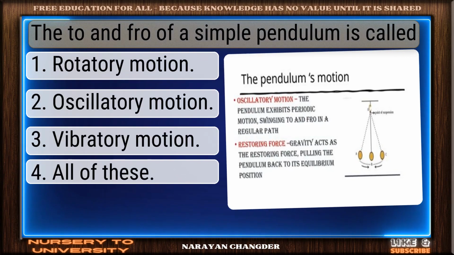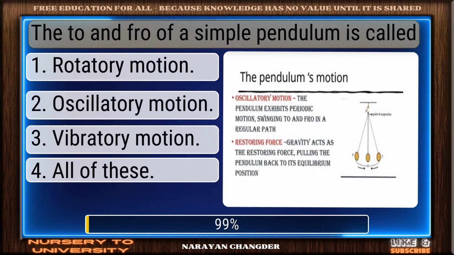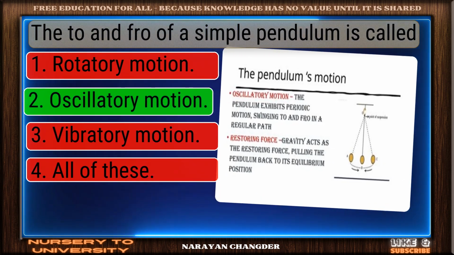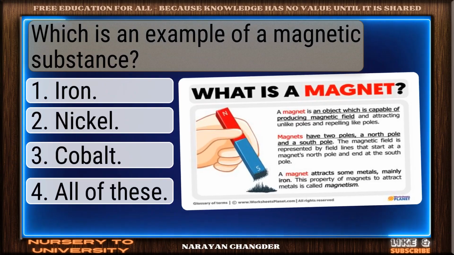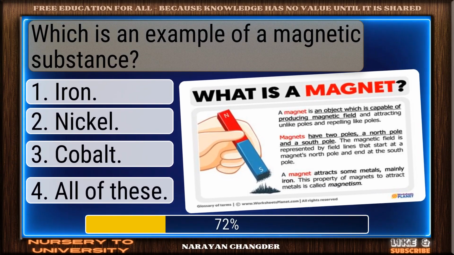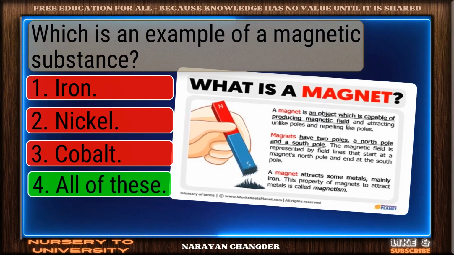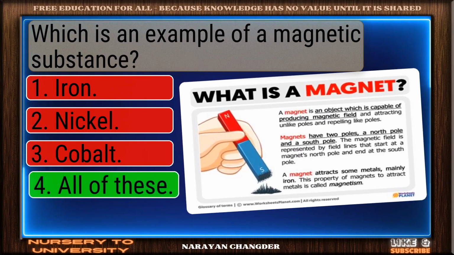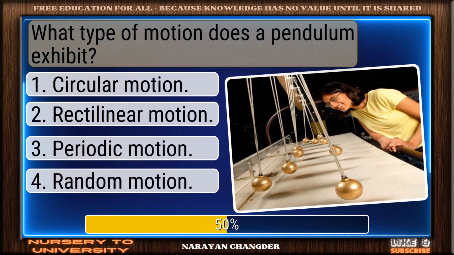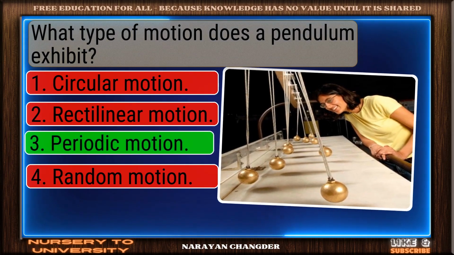The to and fro of a simple pendulum is called. Great thinking. Oscillatory motion is the right choice. Which is an example of a magnetic substance? Sharp thinking. All of these is the right choice. What type of motion does a pendulum exhibit? Valid point. Periodic motion is true.